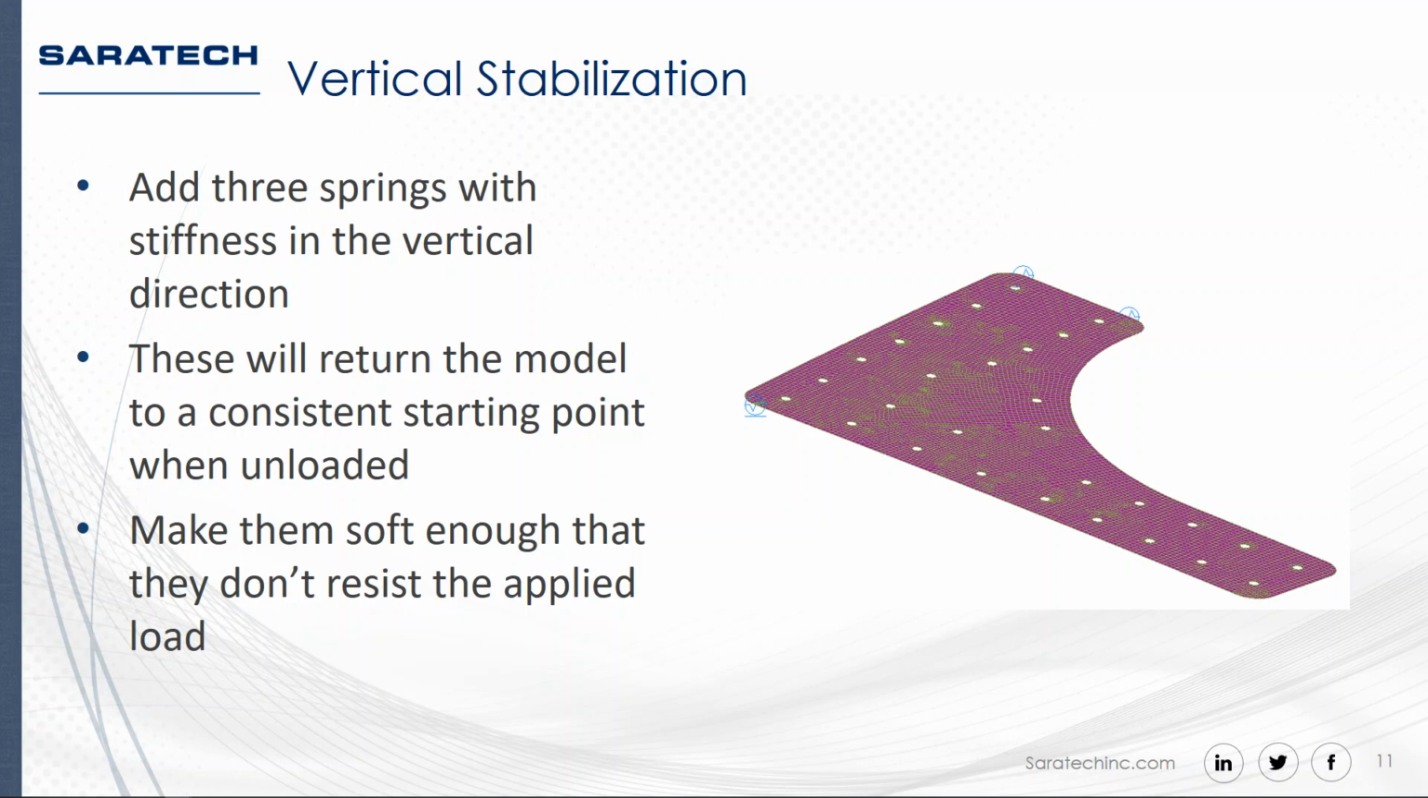So I've put 3 very weak springs here that should lift the blank back to at least those 3 points, back to their starting point. And that way I'll get a consistent, comparable reference position with each iteration. I make these soft enough so that they don't actually interfere with the forming itself. You don't really need a big spring stiffness here just to move it back into position when the load is removed.